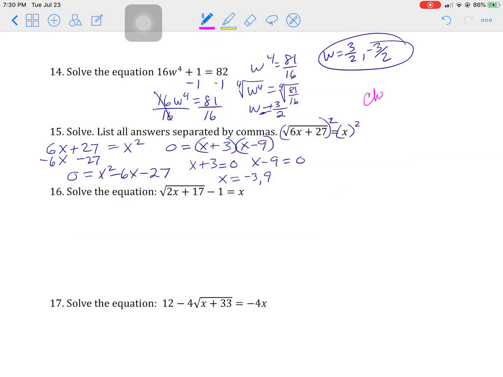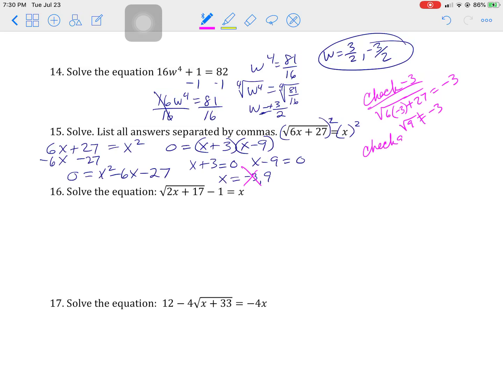Let's check the negative 3 first. Back in the original problem, 4x, okay. So this is going to be a negative 18 plus 27, which gives me a 9. So the square root of 9 is not going to equal a negative 3. The square root of 9 is a positive 3. So they're not the same. So that one's not going to work.